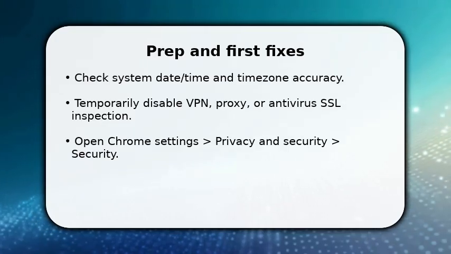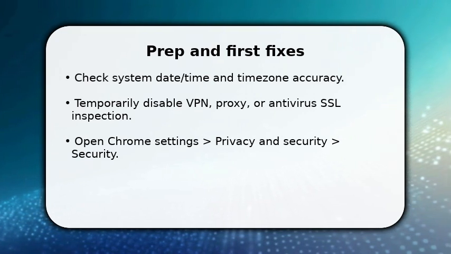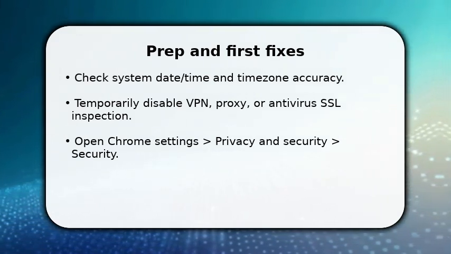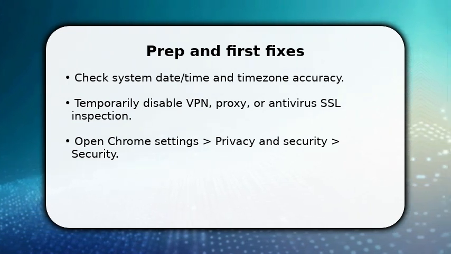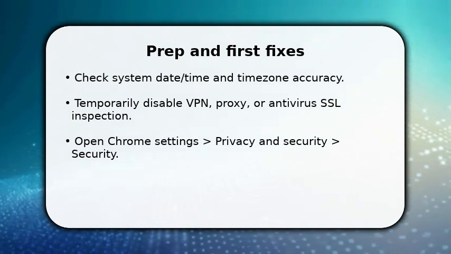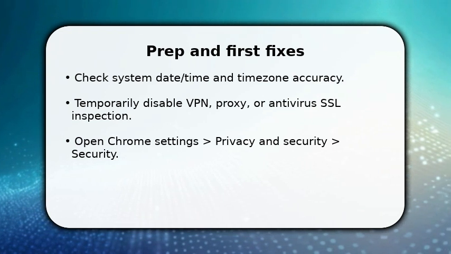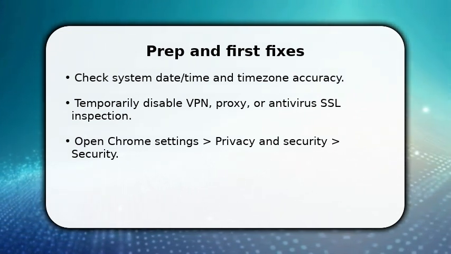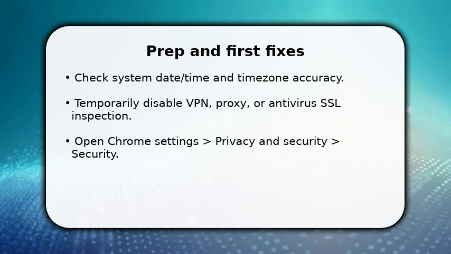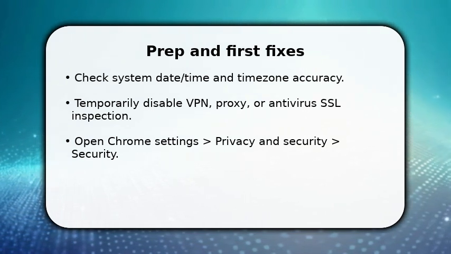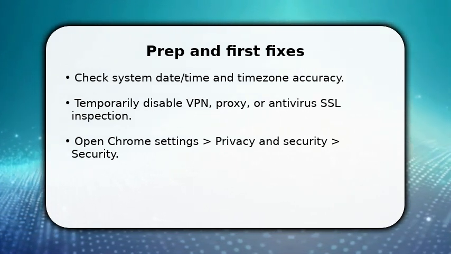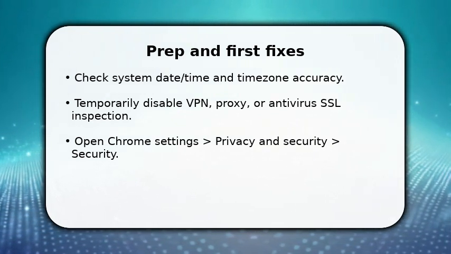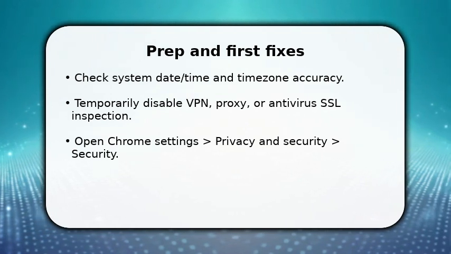You start by fixing the foundation. Confirm your device clock and time zone match the real time, because certificates depend on accurate dates. Once done, turn off VPN, proxy, or any antivirus SSL inspection briefly, then open Chrome and go to Privacy and Security. You do this because Chrome will reject certificates if interception or a wrong clock makes them appear invalid. Now you're ready to examine certificate details and proceed with the next corrective step.